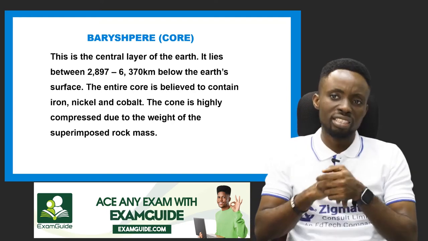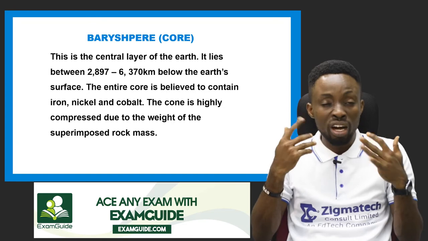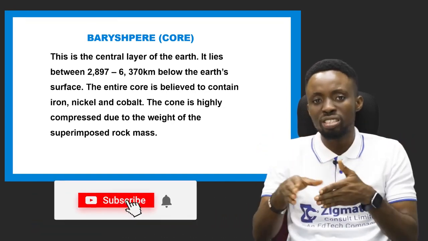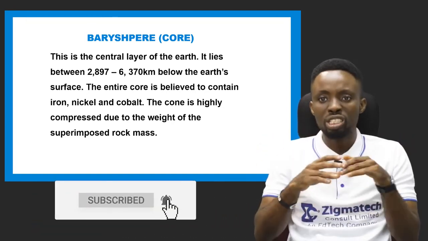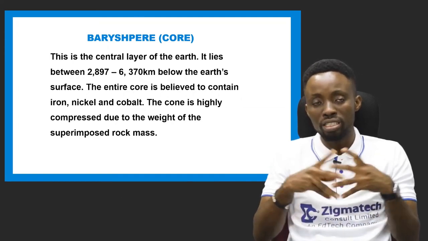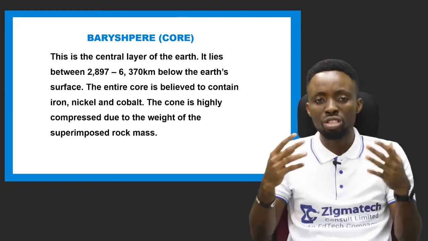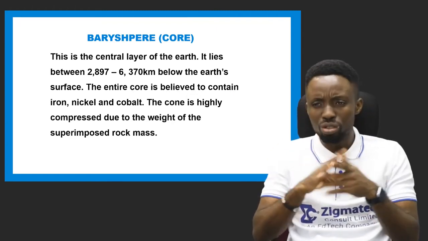Now the barysphere is the central layer of the Earth, and is between 2,897 kilometers to 6,370 kilometers below the Earth's surface when you go down. So the core of the Earth, like I said, is rich in nickel, is rich in iron, is rich in cobalt too, and also a bit of sulfur.